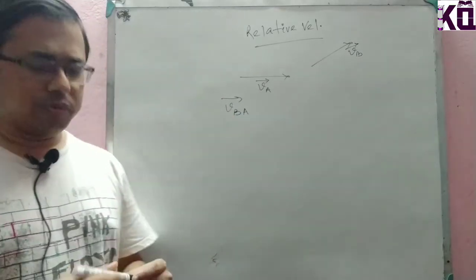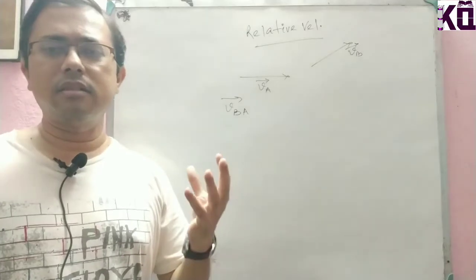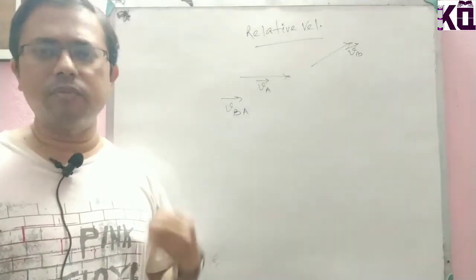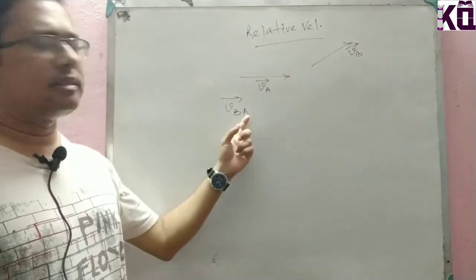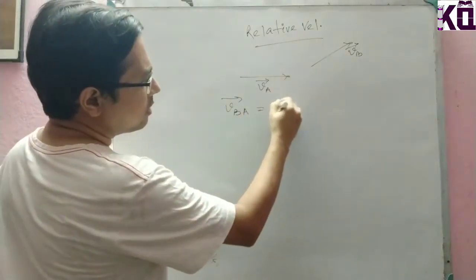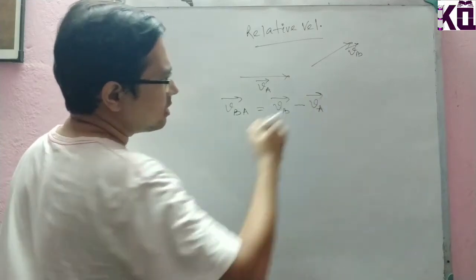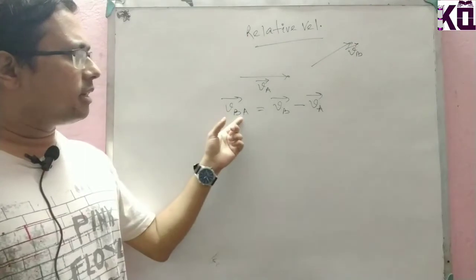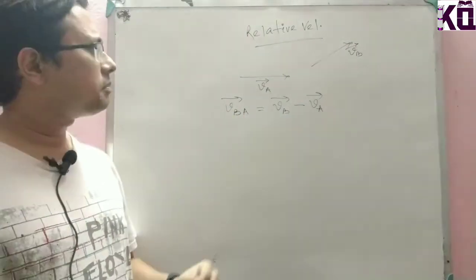That is the way to write it down if you want to identify the relative velocity of B with respect to A. B should be first, then you write A, and it is represented by VB minus VA. So VBA becomes VB minus VA. That is the representation. Okay.